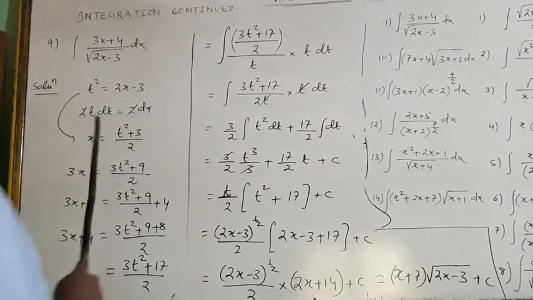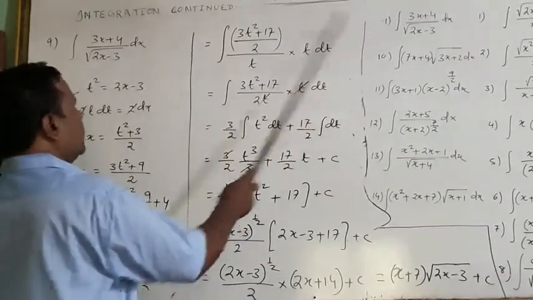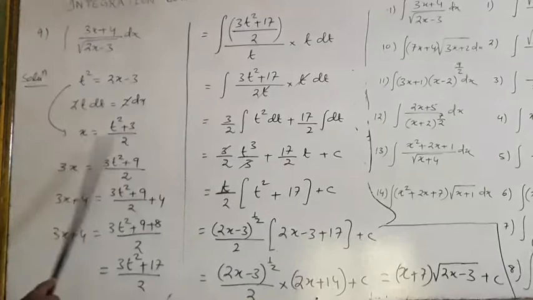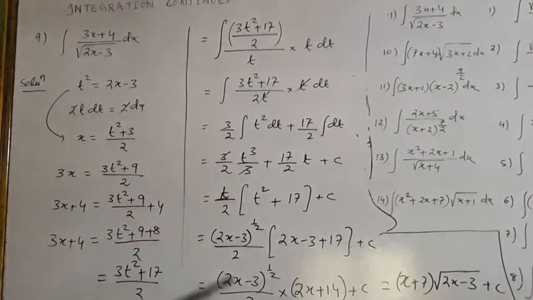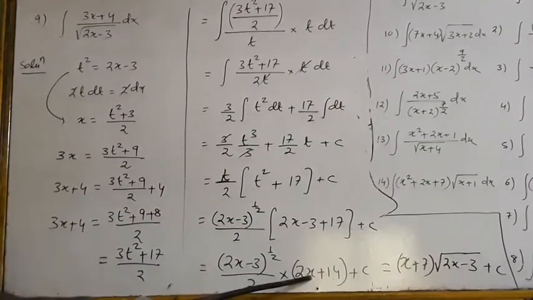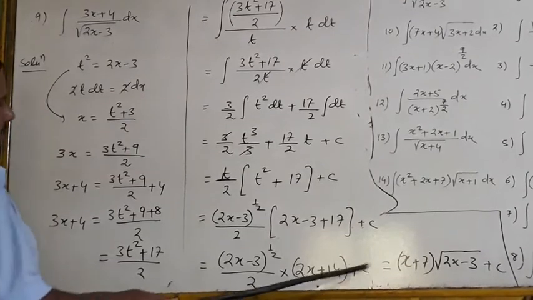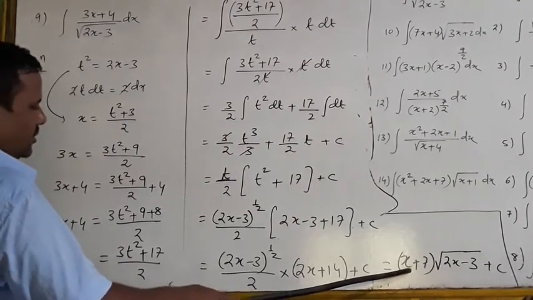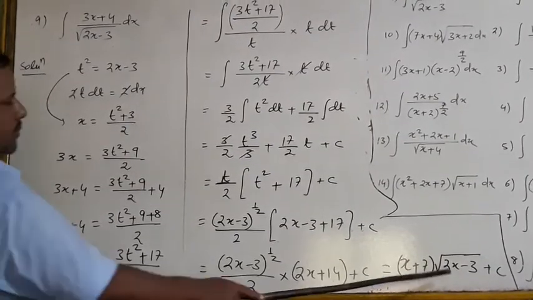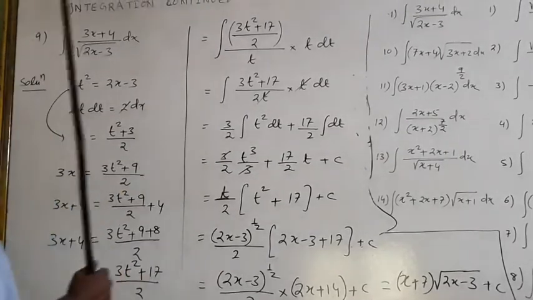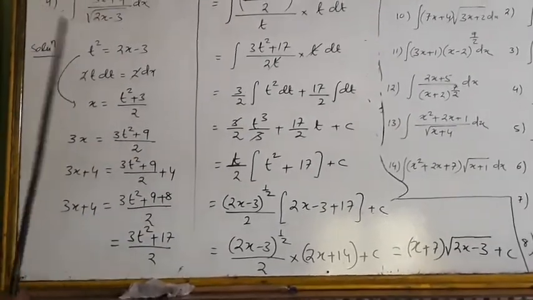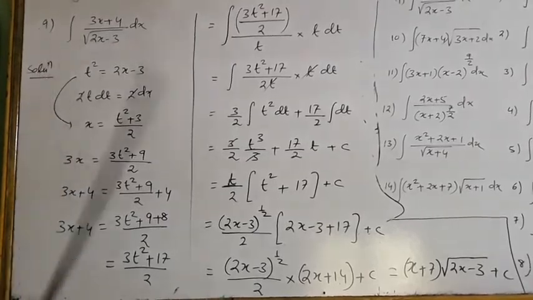For number 9, do it by yourself. Take the screenshot. It is a very easy problem. You can do it by yourself. Just the 2 cancels here. It becomes x plus 7. I am writing it in front. Then 2x minus 3 under the root is here. Take the screenshot, but before taking the screenshot, do it by yourself.